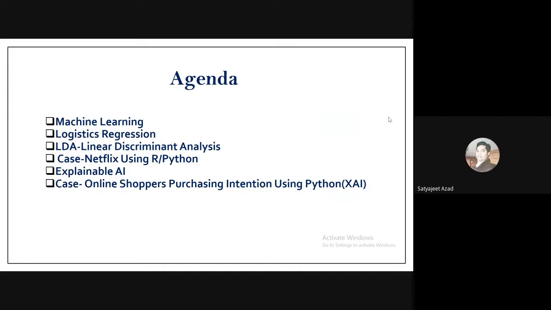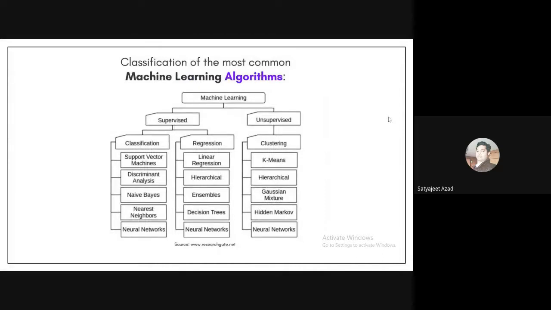And also explainable AI, where I'll show you one case, and based on that data we will try to solve it using Python. So I'll try to combine both R and Python. I have been told that a few participants are from the research domain, so they'll get to know how you can apply explainable AI in your domain as well. Coming to machine learning algorithms.